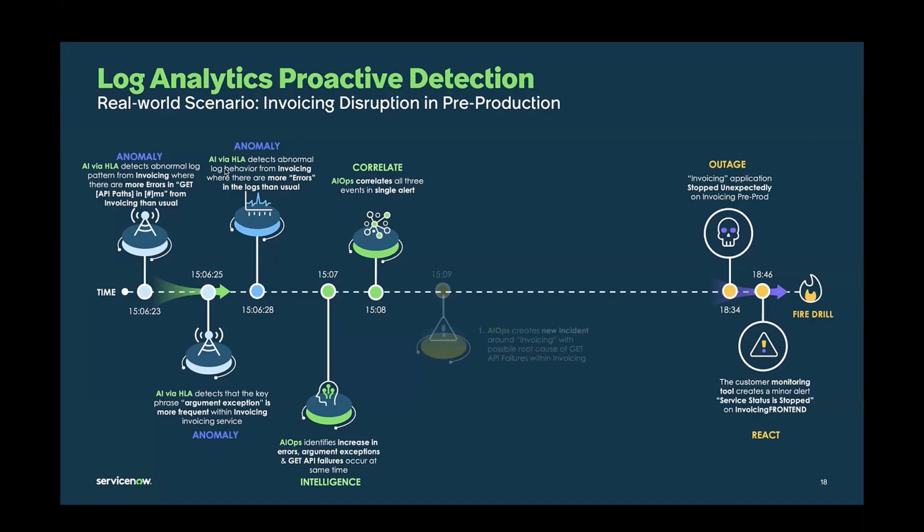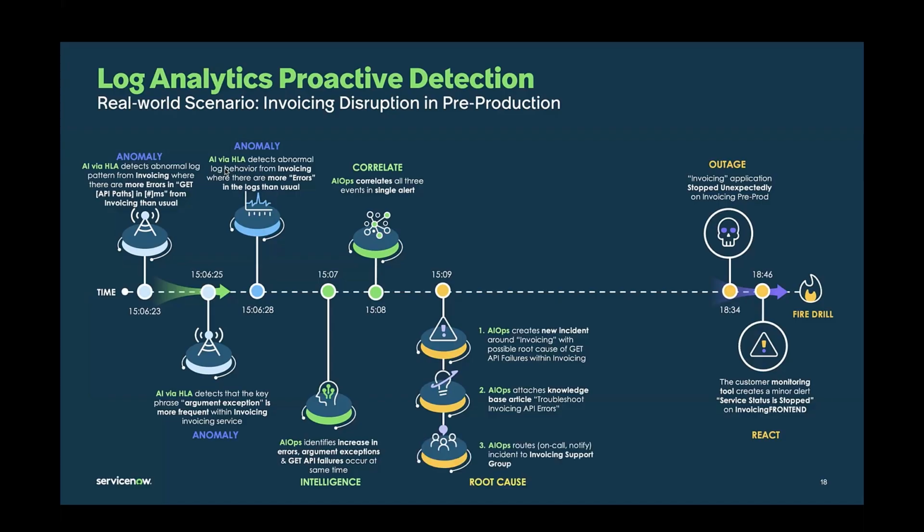So next, instead of waiting for an incident to be reported, event management then triggers the creation of an incident automatically. The alert is enriched with root cause data: GET API failures. AIOps is then going to attach a knowledge base article that you created, again, if you did create it, troubleshooting invoice API errors. If you had not created it, our agentic AI capability will be able to create a knowledge base article for you.